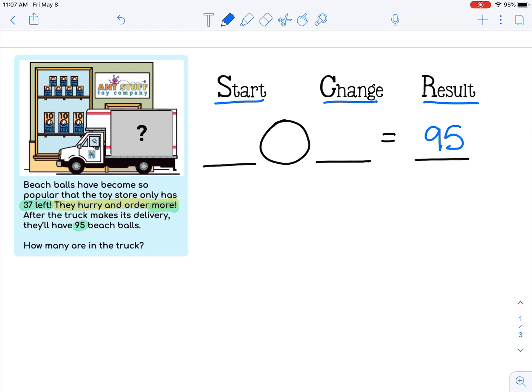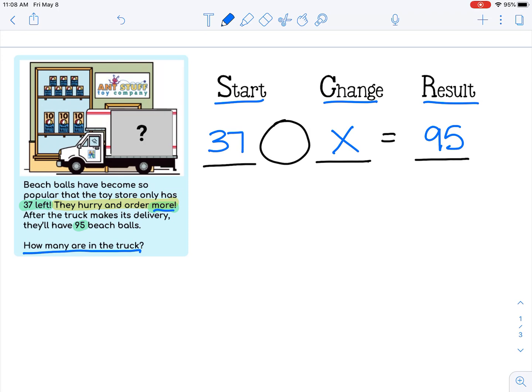So this is different than the last problem that we solved, because last time we were trying to figure out how many they had at the end. Now they tell us that they're going to have 95 at the end. So now let's see. They only had 37 left. They hurry and order more. So if I think of it like an actual story, it sounds like they start with 37 and then they order more. That's the part we don't know. So that's what changes. But we need to figure out how many more they ordered, because then it asks us how many are on the truck, meaning how many did they order that are now sitting on the truck.